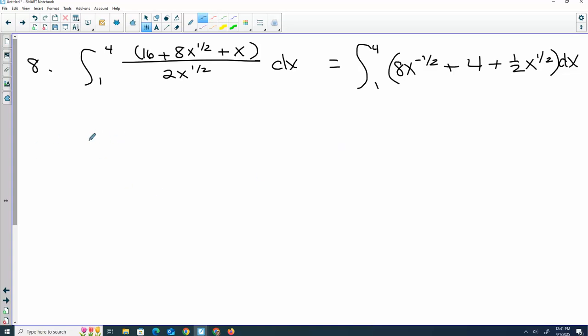So antiderivatives, if we add 1 to the power, so -1/2 plus 1 is positive 1/2. That means we have to take 8 times the reciprocal, so 8 times 2 would be a 16. Antiderivative of 4 would be 4x. Here 1/2 plus 1 is 3/2. Reciprocal is 2/3 times my 1/2 is 1/3.